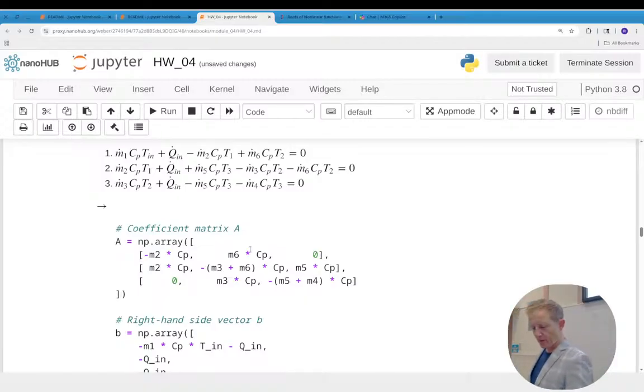Just putting equations in the array so you can kind of see it should look for the most part the same, but it's a little different because you're organizing into what do I know versus what am I trying to solve for.